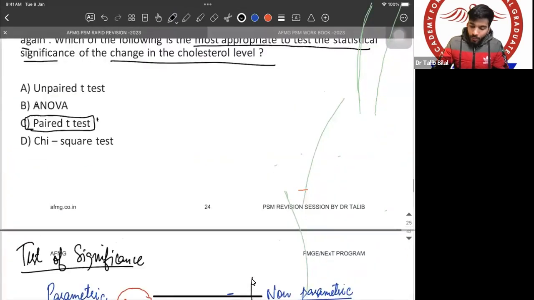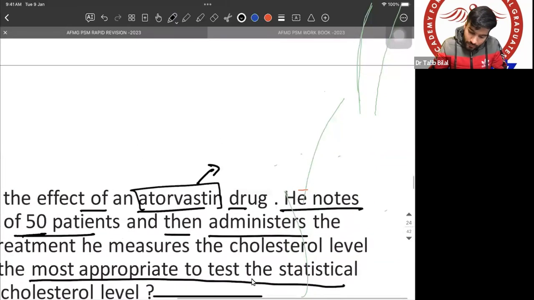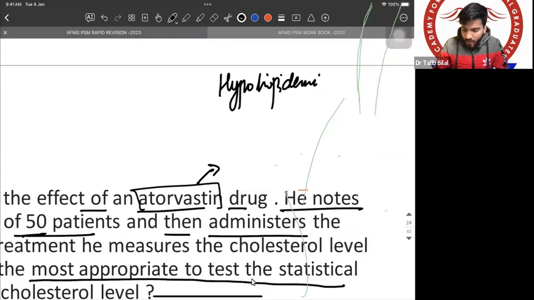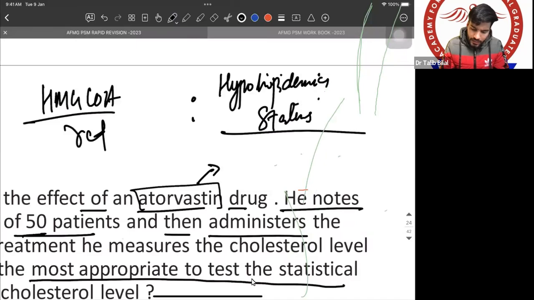Thank you everyone. Now my question to you, I ask from pharma: atorvastatin is which class of drug? Hypolipidemics or statins, anything you can say. What is the enzyme it inhibits? HMG CoA reductase inhibitor, right?